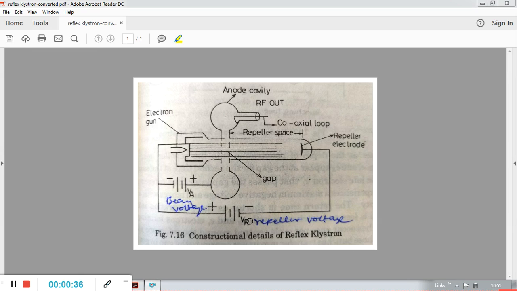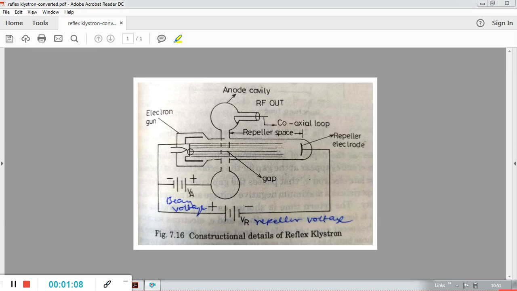Now, let us look at the construction of the reflex klystron. It consists of the electron gun, the anode cavity and the repeller electrode. This electron gun has a heating element, a cathode and the focusing electrodes. The repeller electrode is kept at more negative potential with respect to the cathode.